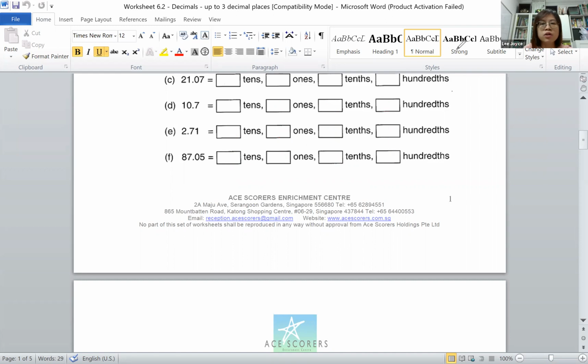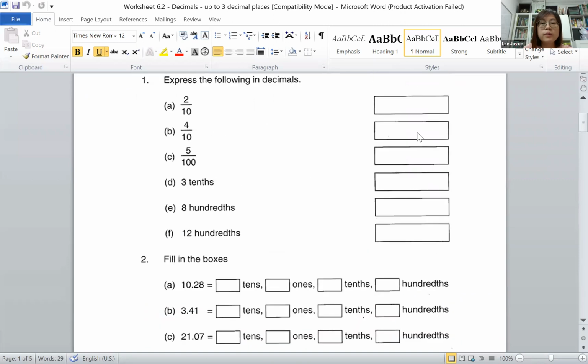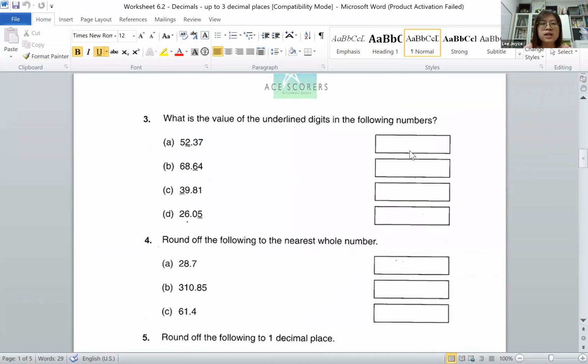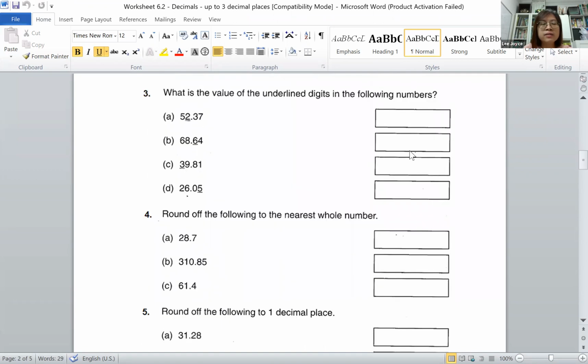Okay, so let me clear the drawings. Now remember to transfer the answers to the worksheet when you receive it next week. Alright, so what about question 3?